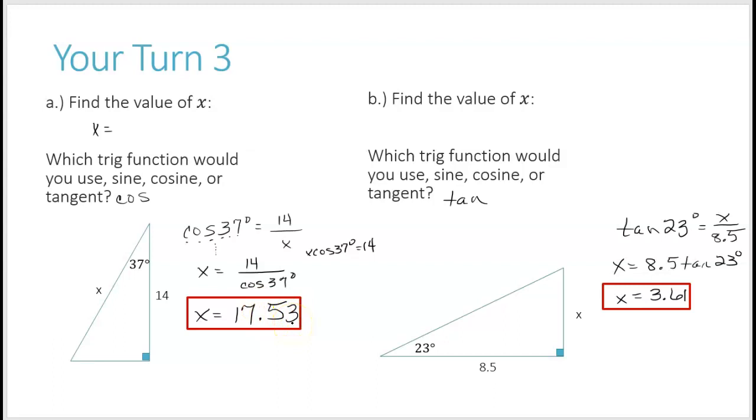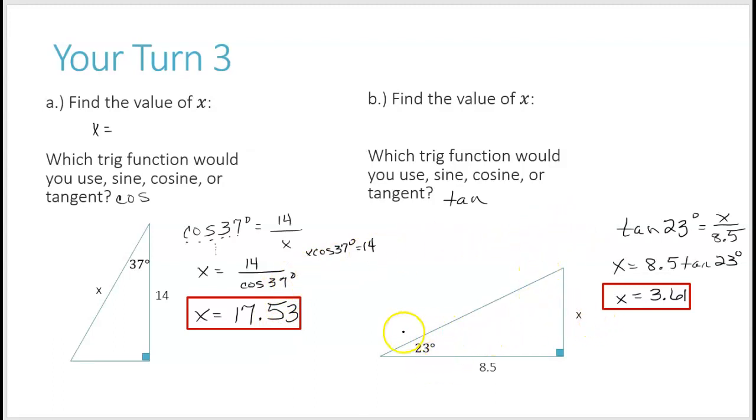Remember, if you feel like you did all your steps properly, but you are getting an incorrect answer, an incorrect result, you probably are in radians in your calculator, and you want to go into your settings or mode or whatever the case may be and change that to degrees. Okay? All right, let's take a look at B real quick.